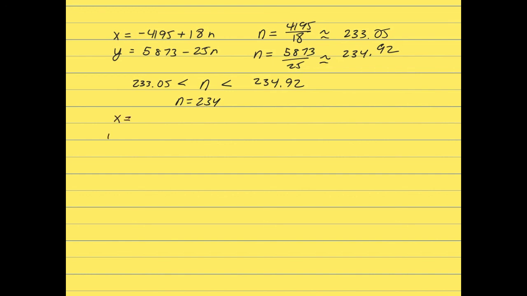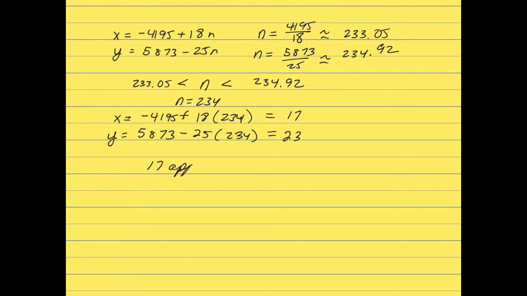So now we want to plug those into the equation for x and y. So negative 4195 plus 18 times 234 and 5873 minus 25 times 234. And when you punch those into your calculator, you're going to get x equals 17 and y equals 23. So they purchase 17 apples and 23 oranges.